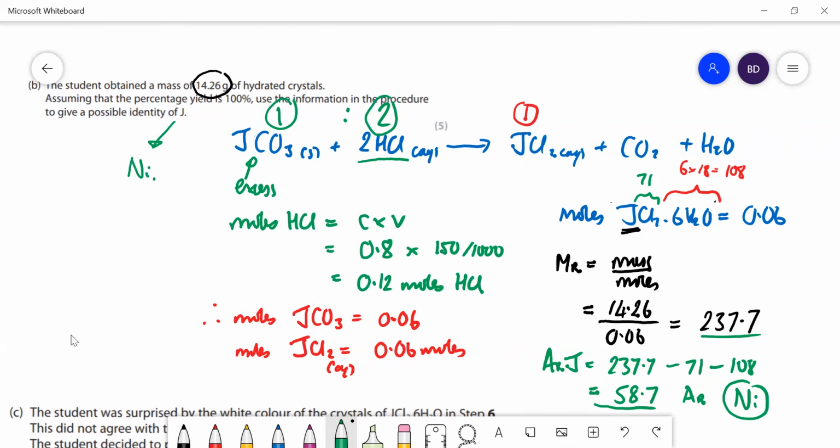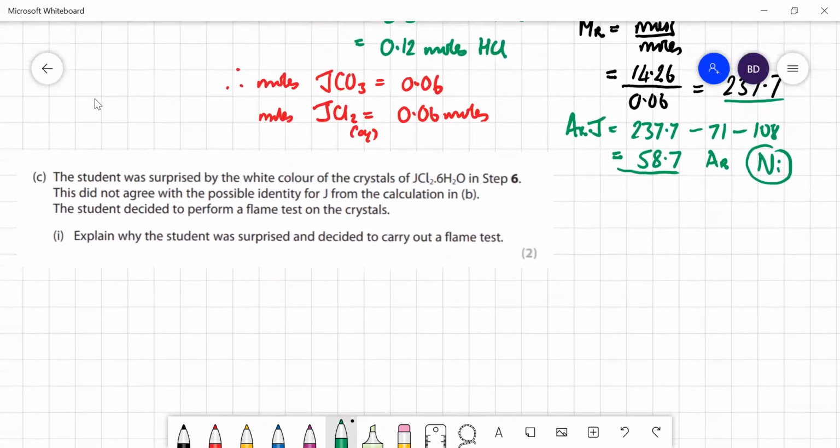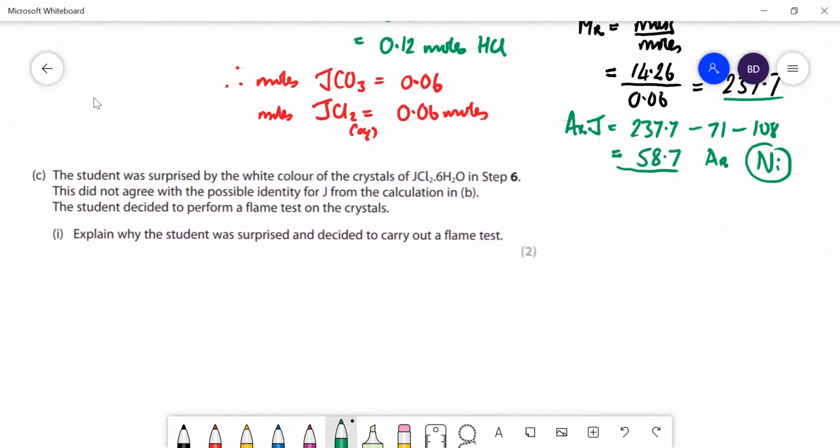Okay, now here, the student was surprised. This is a bit of a funny question. The student was surprised by the white color of the crystals because he's got nickel. This did not agree with the possible identity of J from the calculation. The student decided to perform a flame test. Explain why the student was surprised. Nickel is a transition metal, and it would give you colored compounds. It wouldn't give you a white compound.